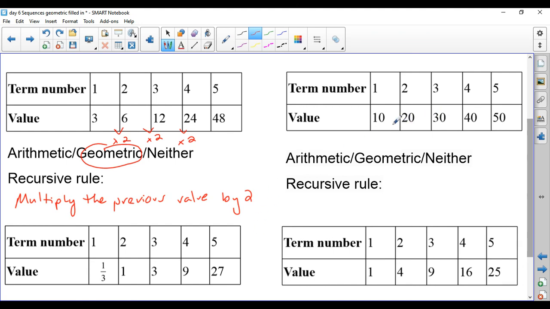And some of them, we're going back to what we did before last week. 10, 20, 30, 40. This one goes up by the same amount each time. This is our constant difference. This is arithmetic, and the recursive rule is add 10 to the previous term.